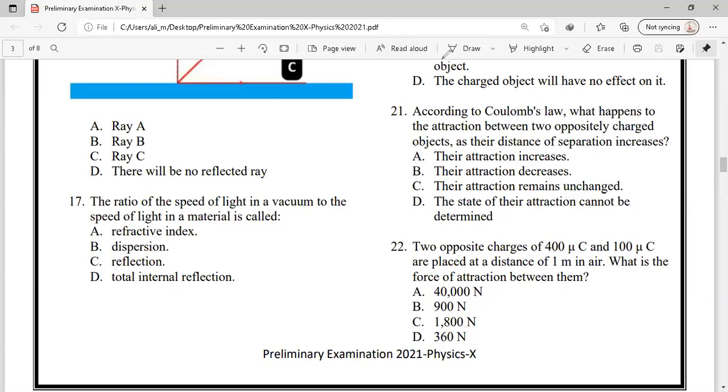Then we have question number 17. The ratio of the speed of light in a vacuum to the speed of light in a material is called refractive index. As we have solved a numerical problem in the above questions, by using the same formula, n equals c upon v. So, this is the definition for the refractive index.